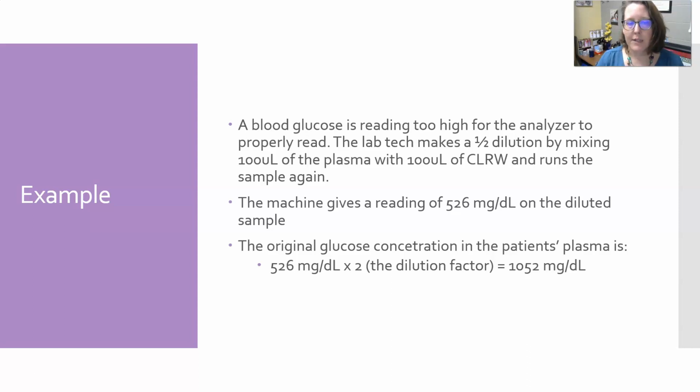So an example problem would be a blood glucose reading too high for the analyzer to properly read. The lab tech makes a 1/2 dilution by mixing 100 microliters of the plasma with 100 microliters of clinical lab reagent water, and runs the sample again. The machine gives a reading of 526 milligrams per dl on the diluted sample. The original glucose concentration in the patient's plasma is going to be 526 milligrams per dl times 2, which is the dilution factor, so it's 1,052 milligrams per deciliter.